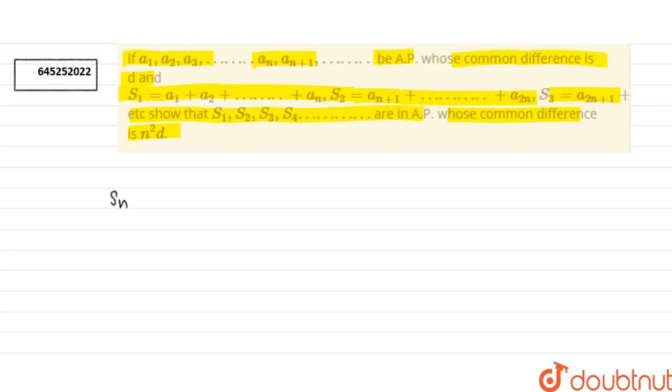So first of all, let's write the formula of the sum of an AP. It is equal to n by 2 into (2a plus (n minus 1) into d), where n is the number of terms, d is the common difference and a is the first term of the AP. Now let's write the nth term of an AP, that is a plus (n minus 1) into d. So these two formulas will be used here.